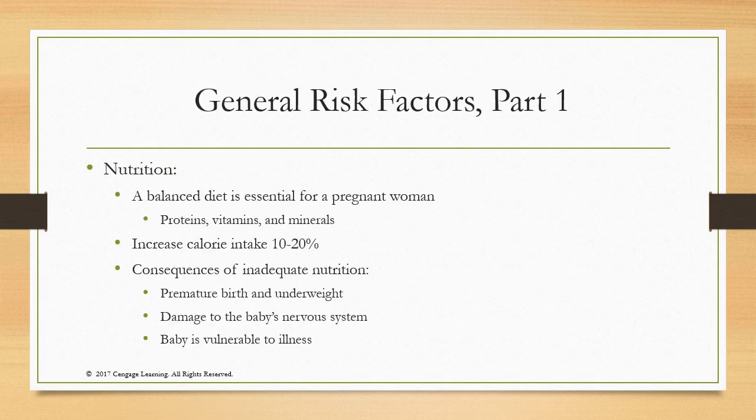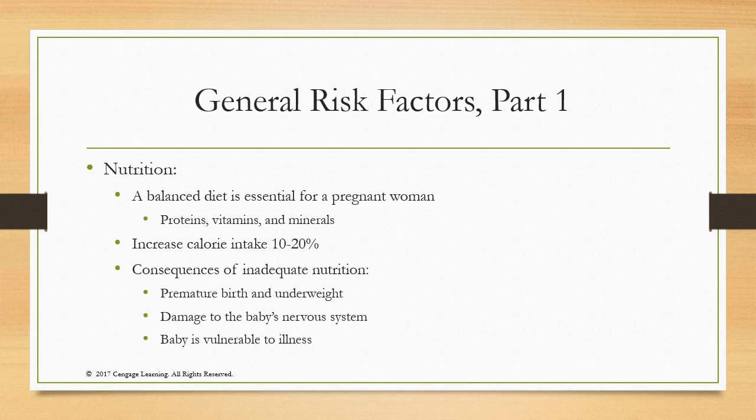So let's begin with general risk factors. One of the most obvious ones would be nutrition. What the pregnant woman puts in her body is what she's going to pass to the embryo and the fetus. So a balanced diet is essential for a pregnant woman. A pregnant woman passes along her proteins, vitamins, and minerals to the embryo and the fetus. They need to increase their calorie intake between 10 and 20%, not by double, like the old saying, "I'm eating for two." No, they just need to increase it by 10 to 20%.